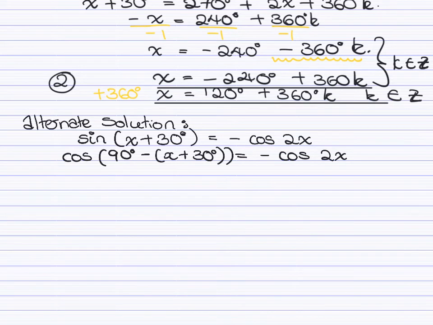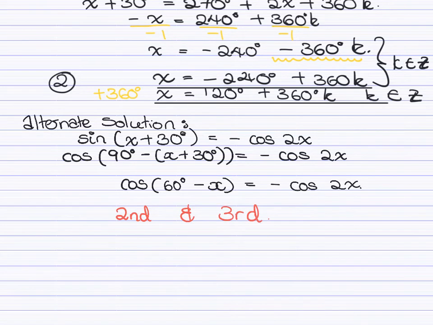Now, you obviously want to simplify as far as you can inside the brackets. When you do that, what you're left with is cos of (60 degrees minus x) is equal to negative cos 2x. Now, again, you want to look at in which quadrant is cos negative. Cos is negative in the second and third quadrant. So in the second quadrant, we have 180 degrees minus theta. And in the third quadrant, we have 180 degrees plus theta. Now your theta in this example is 60 degrees minus x.